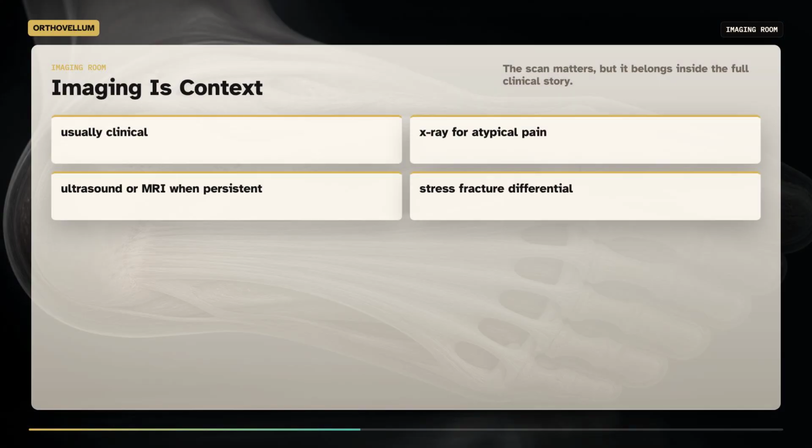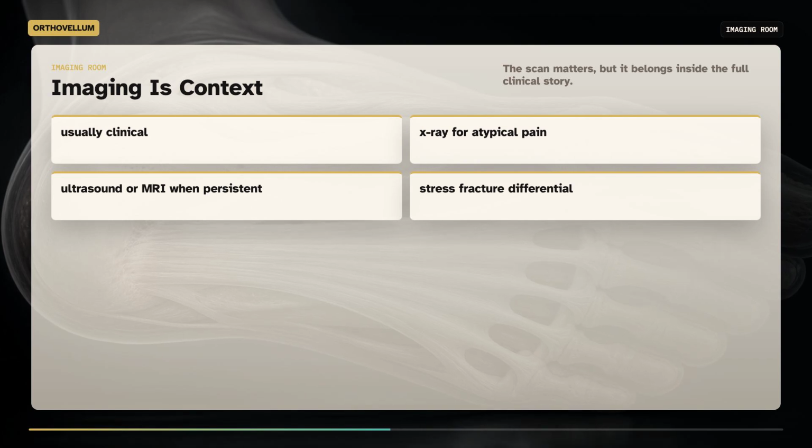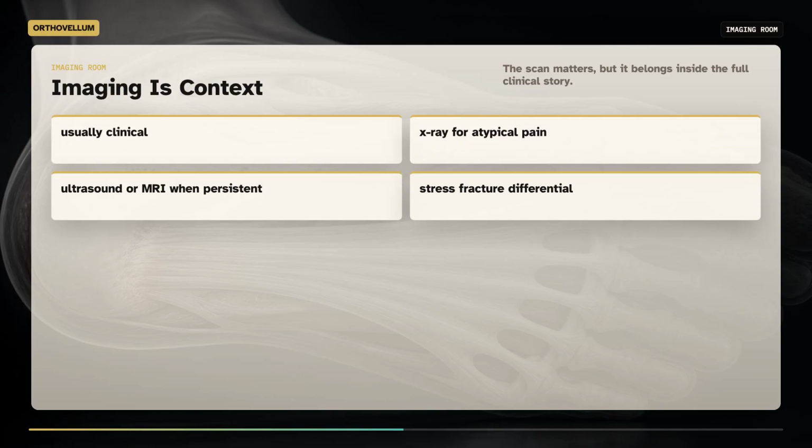Imaging helps when it is matched to the story. The useful imaging logic here is usually clinical: X-ray for atypical pain, ultrasound or MRI when persistent, stress fracture differential. An image is evidence, not a verdict. The same report can mean different things in different people. The skill is to connect the image, the symptoms, the exam, and the person's goals. That is the difference between treating a scan and treating a patient.